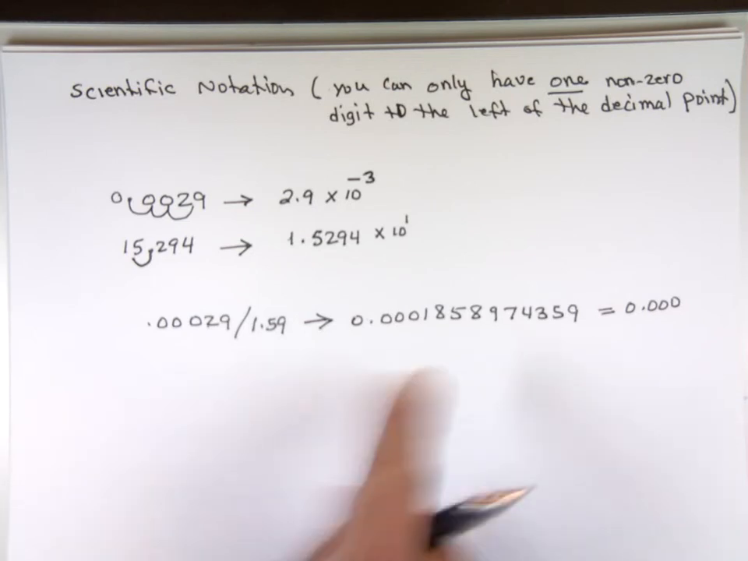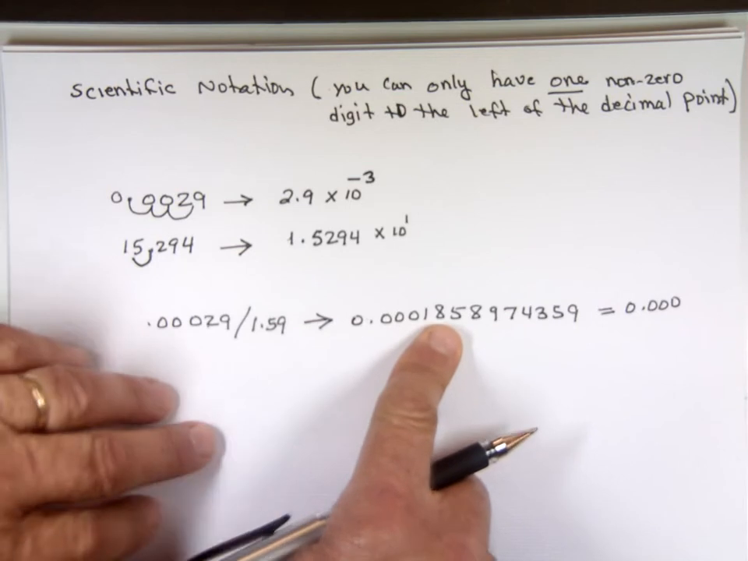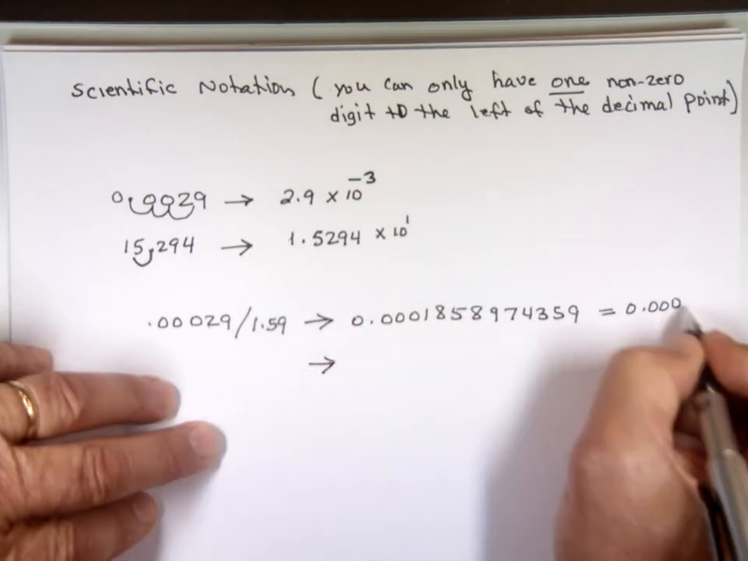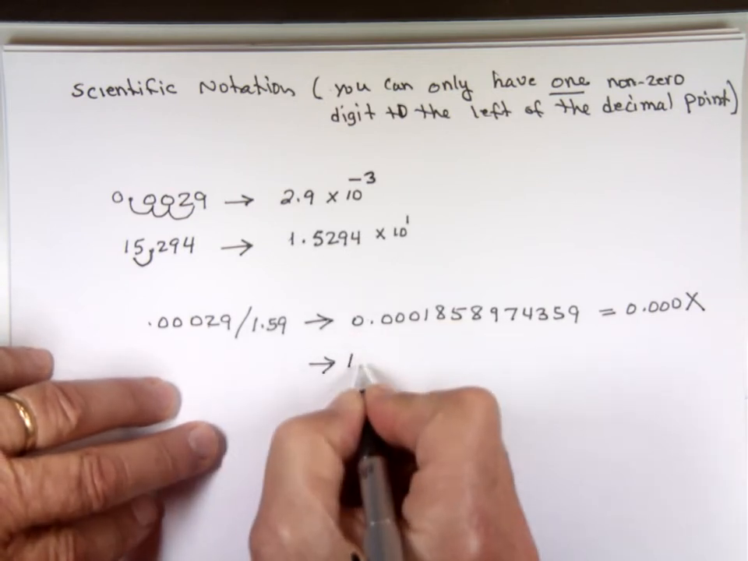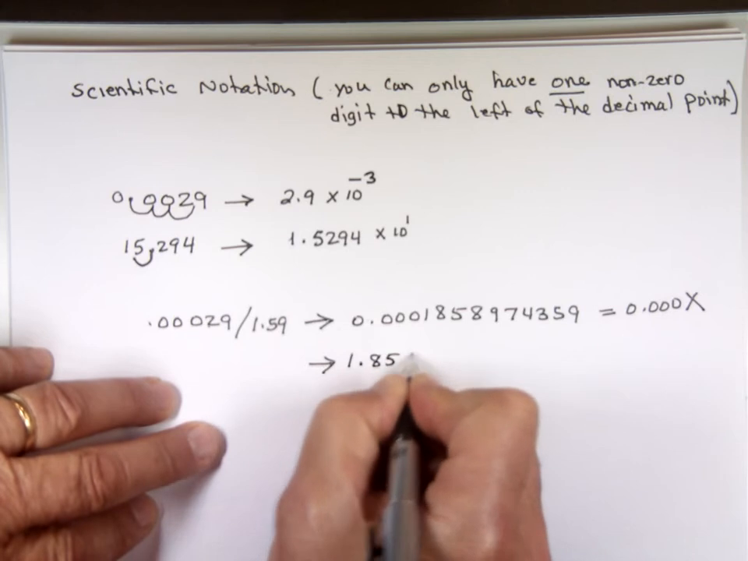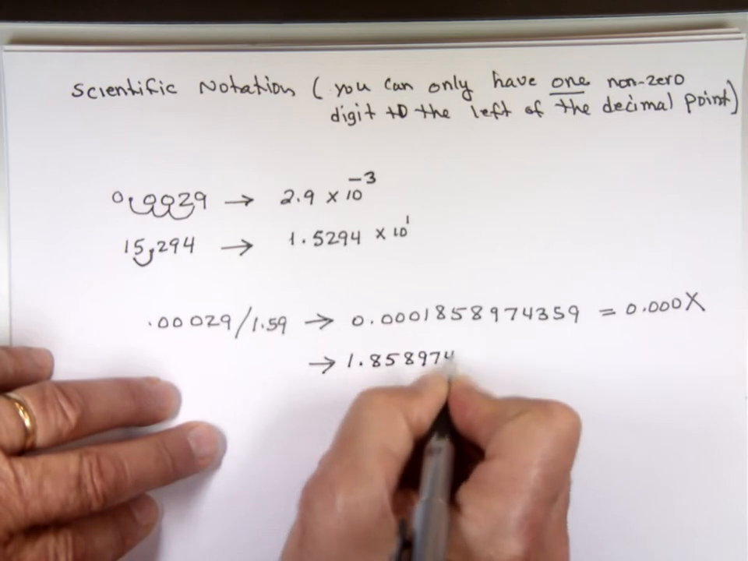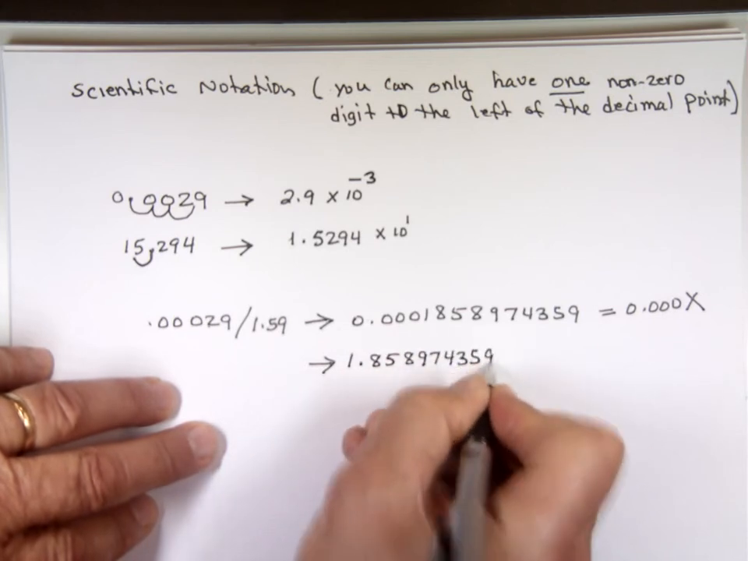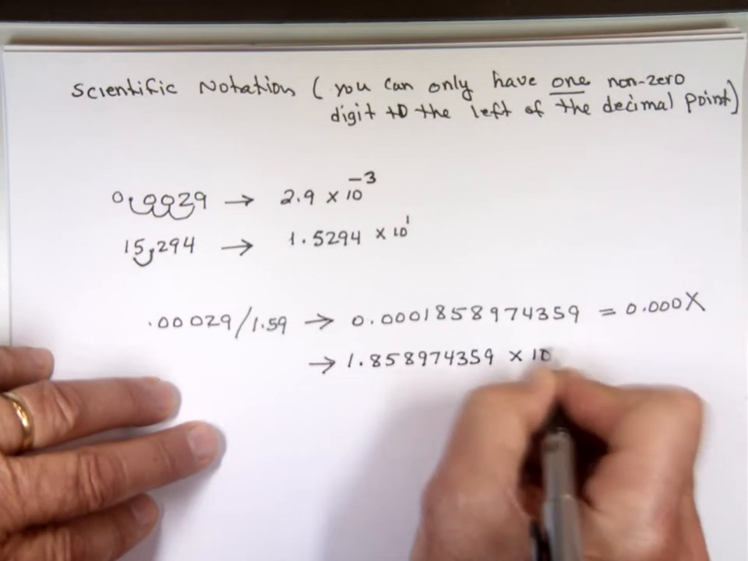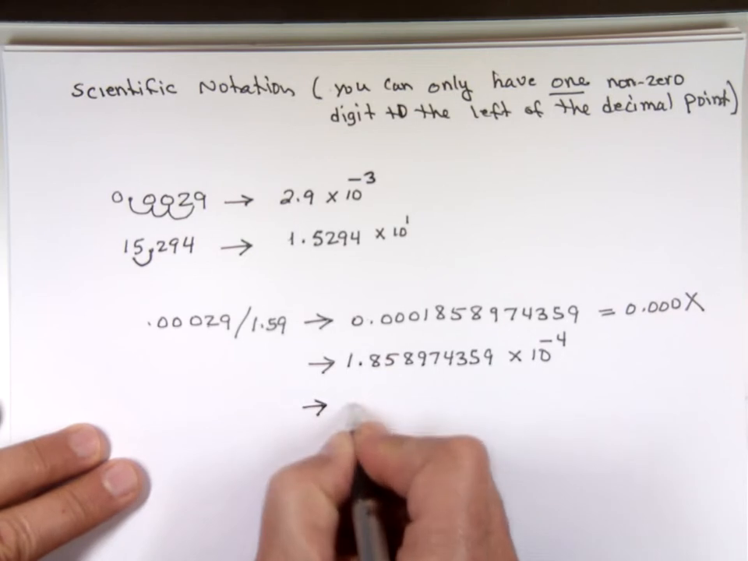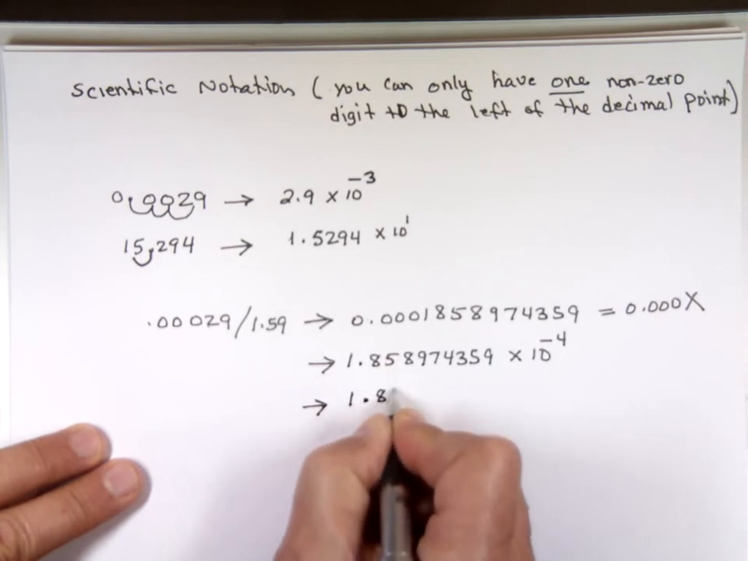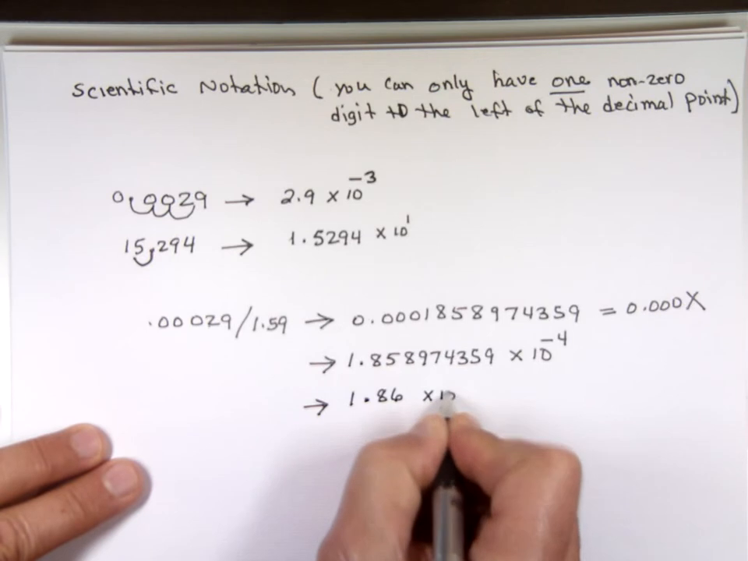You put this in scientific notation. If you change this number to scientific notation, this becomes what? 1.858974359 times 10 to what power? Negative 4. Now again, you should have how many significant digits? 3. So the correct answer to this should be 1.86 times 10 to the negative 4.